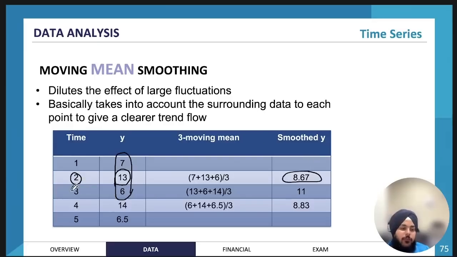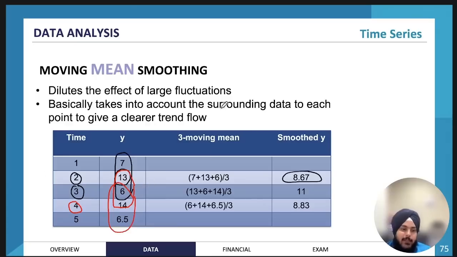Then we might do the same for 3. For 3, we might do 13, 6, and 14, so the values surrounding that 3. And again, we will get 11. And then for 4, we might do that again. Now this will be 6, 14, and 6.5.